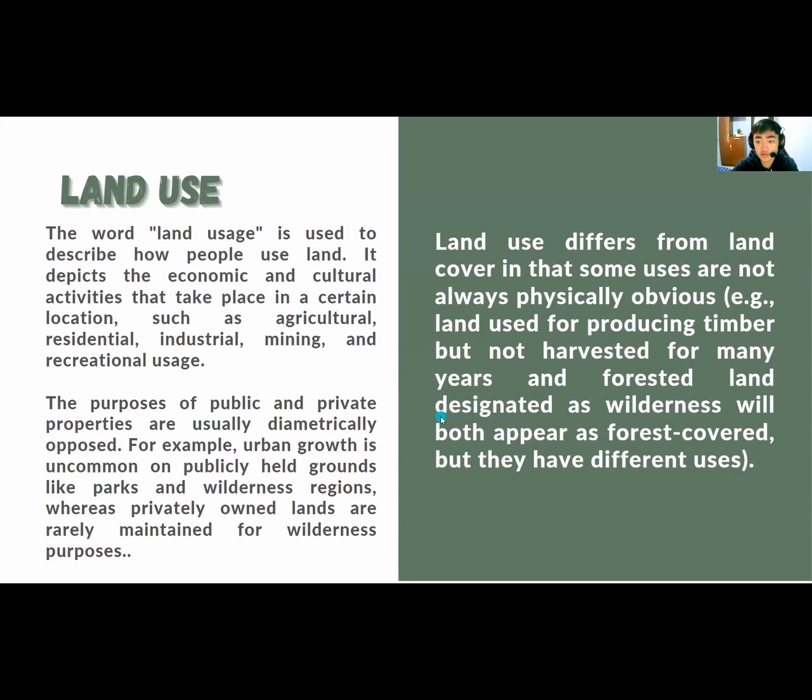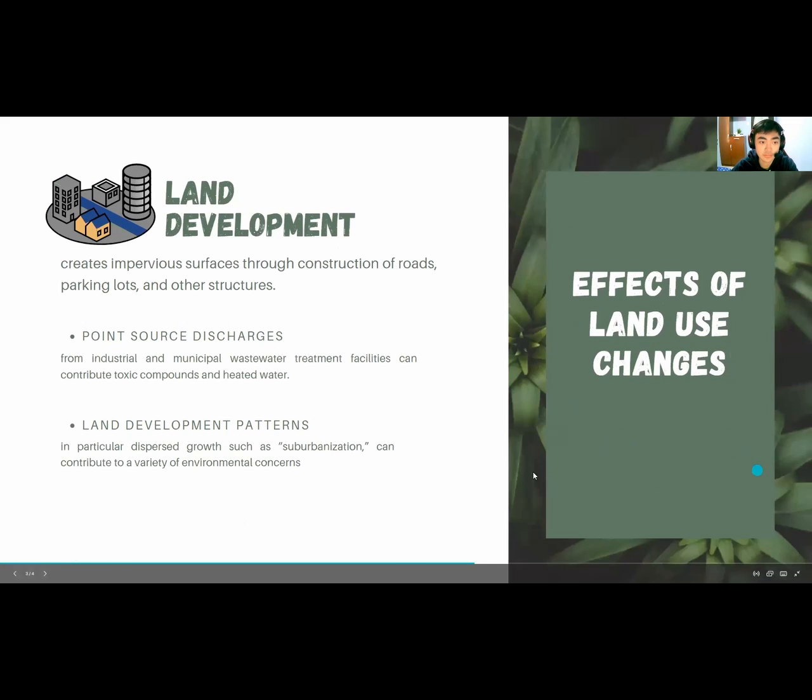Land use differs from land cover in that some uses are not always physically obvious. For example, land used for producing timber but not harvested for many years, and forested land designated as wilderness, will both appear as forest covered, but they have totally different usages.